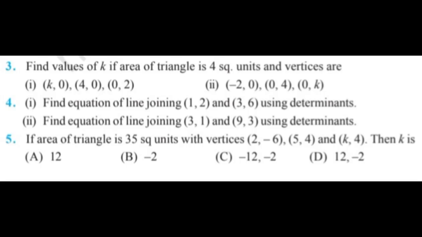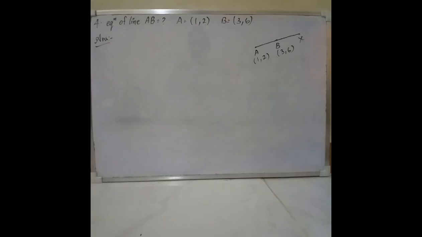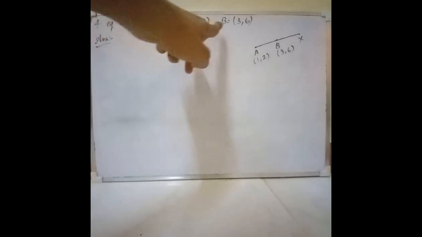So in the fourth question, 2 points are given and we have to find the equation of the line joining those 2 points, and we have to use the determinant method. This question is actually very simple. We have to find the equation of the line passing through the 2 points.